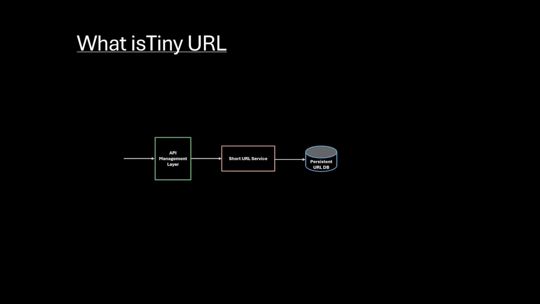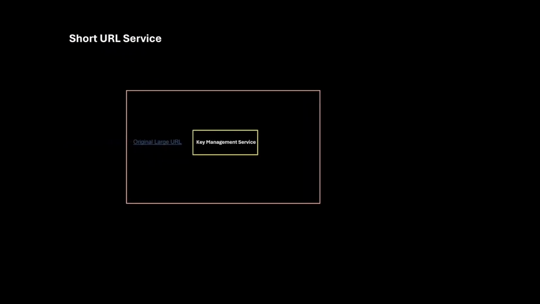So let's deep dive into the short URL service. This short URL service contains a key management service, which takes the original large URL and generates the 7 magical characters. So let's deep dive inside this key management service. As we know, this key management service reads the large URL and generates the 7 magical characters.